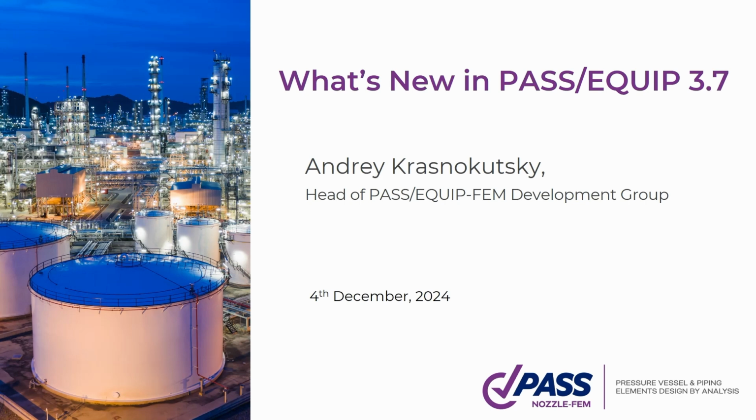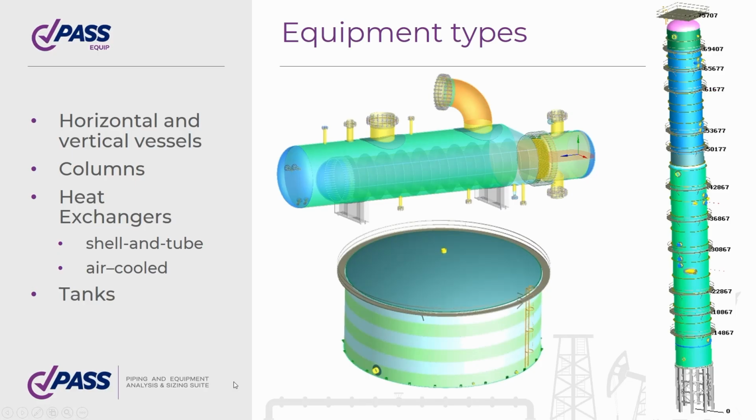Equip FM software consists of two programs, Equip and Nozzle FM. As you know, all calculation methods can be divided into two types: so-called design by rules, or design by formulas, and design by analysis. Design by rules is the vessel calculation of strength, stability, buckling, tightness, and others using formulas. The formulas are in the standards such as ASME 8, Division 1, Division 2, EN 13445, and others.